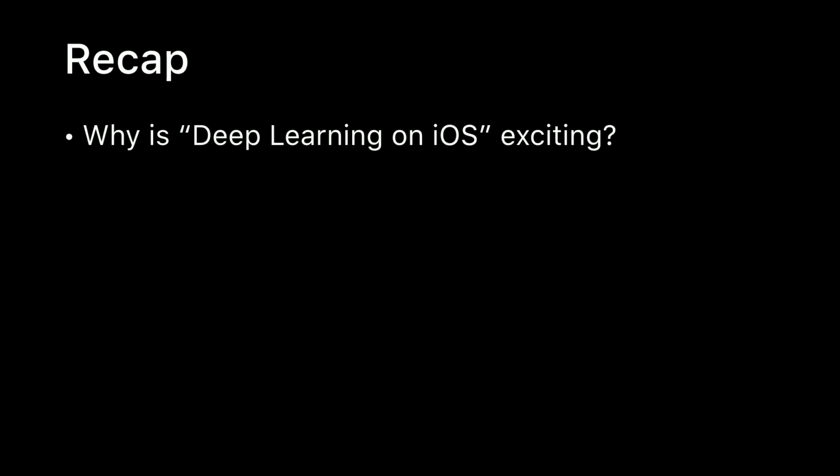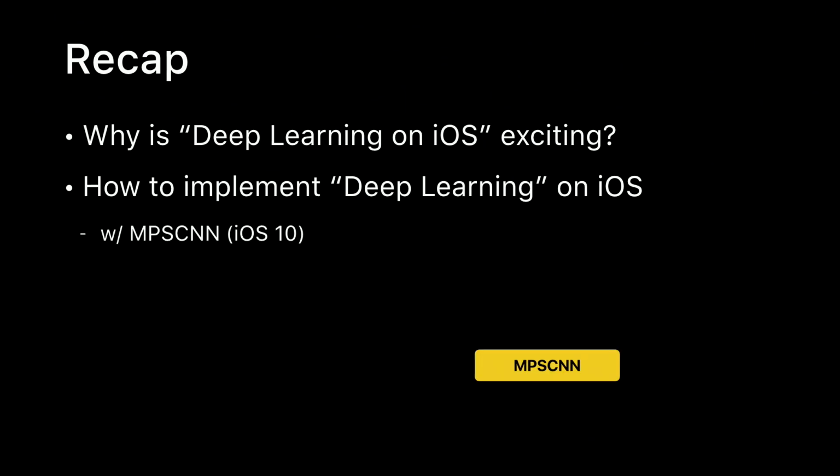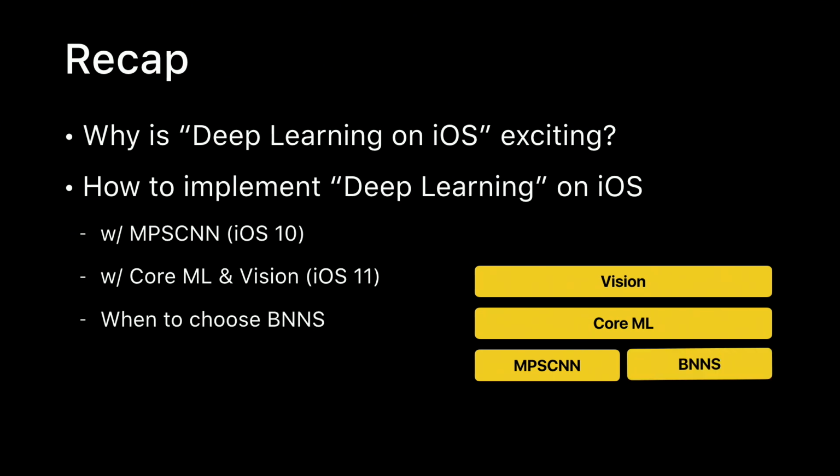Okay, to recap, first, I explained why deep learning on iOS is so exciting. Then, I explained how to implement it. In the iOS SDK, there are some frameworks to implement the deep learning feature. First, I used only MPS-CNN, which was introduced in iOS 10. And then I explained how Core ML and Vision make it simpler and easier. I also talked about when to choose BNNS.